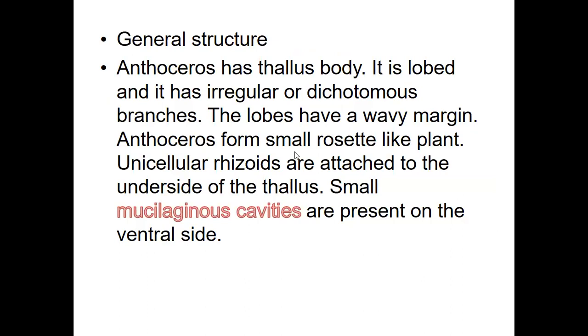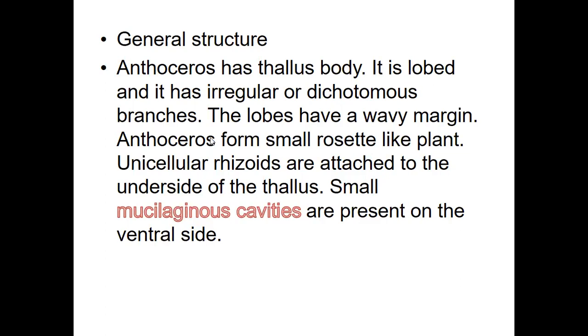So that is the difference. You have to always study the types in comparison with one another, then only the points will be remembered very easily. In Marchantia, the lobes were regular and had an entire margin. But in Anthoceros, being dichotomously branched is a common feature; the difference is that the lobes are irregular, not perfectly arranged, and the margin is wavy.